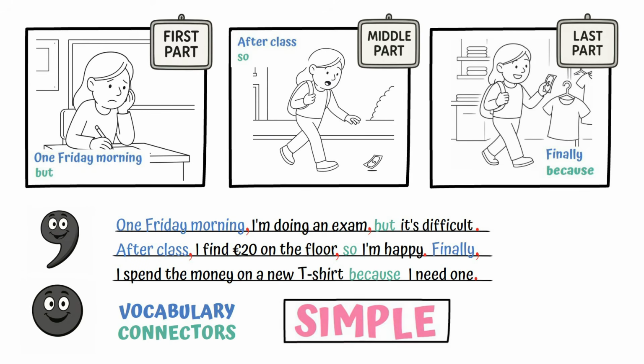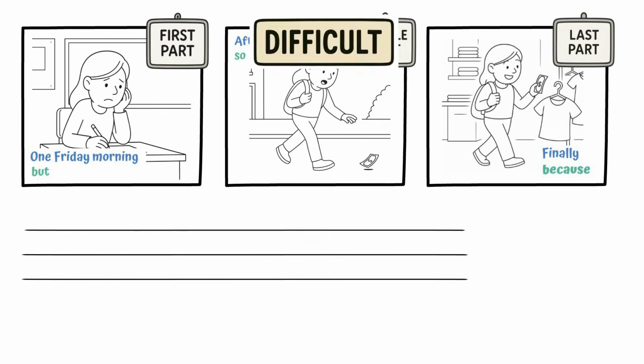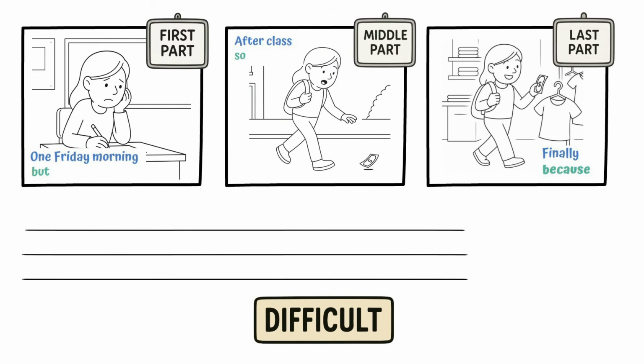This is a simple version of the A2 story because I write in first person and in present tenses. This story will pass the A2 exam with a good mark. For a more difficult version of the story, you can write in the past tense and in third person.